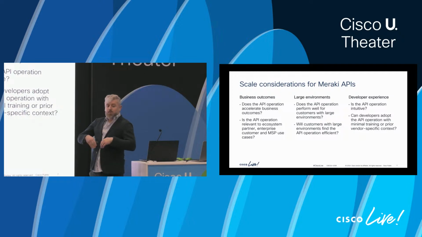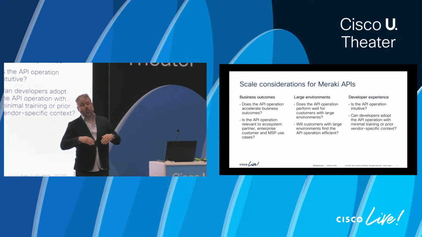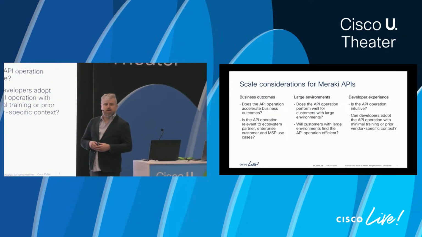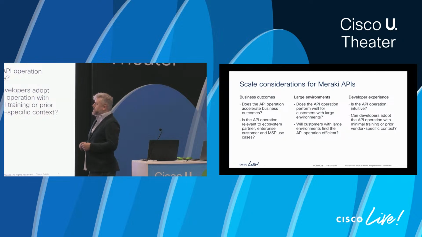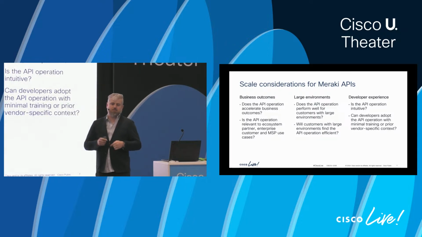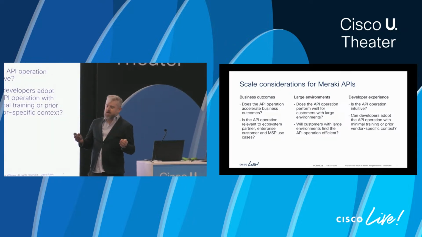So, when we talk about scale considerations and we talk about what does it mean for it to be massively scalable, well, this is something that anyone could kind of define any way they want, but I want to explain how we're calling it. So first of all, first column, business outcomes. This is the most important one. Does it actually accelerate the business outcomes? Applications are a means to an end. They are not the end in and of themselves.